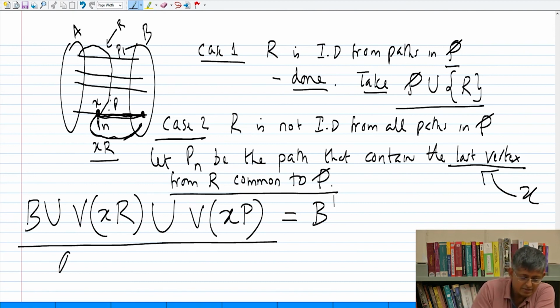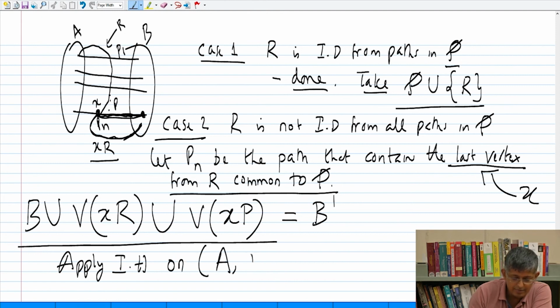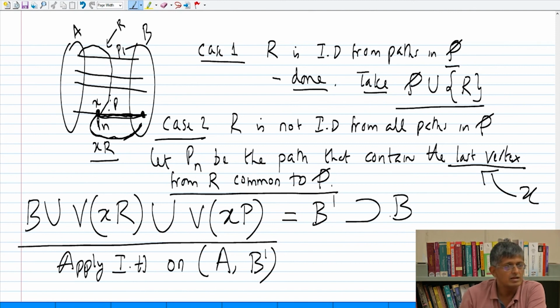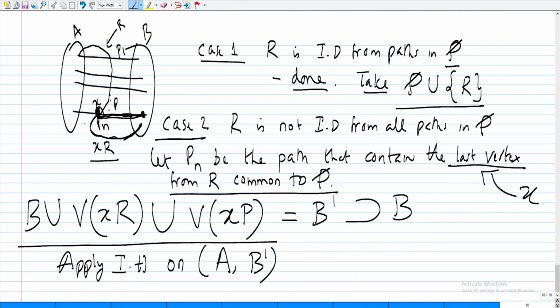Apply the induction hypothesis on A comma B prime. B prime is a strict superset of B because B prime contains X, which is a vertex that was neither in A nor in B. So it is a strict superset. The cardinality of B prime cannot be equal to the cardinality of B, it has one more vertex.